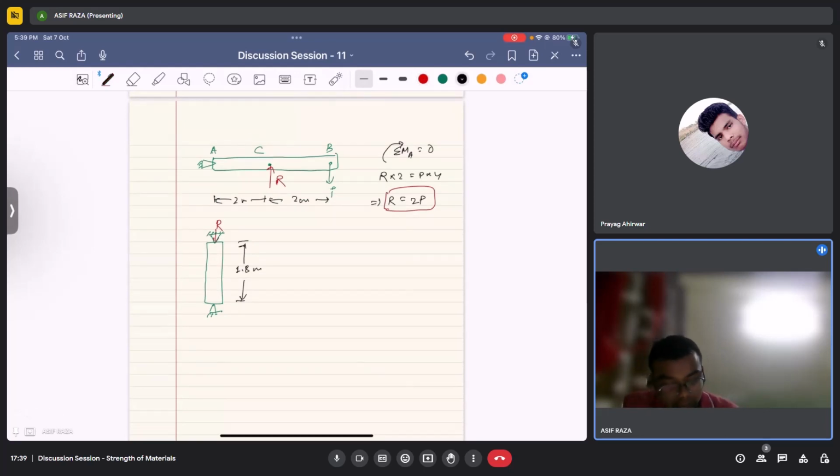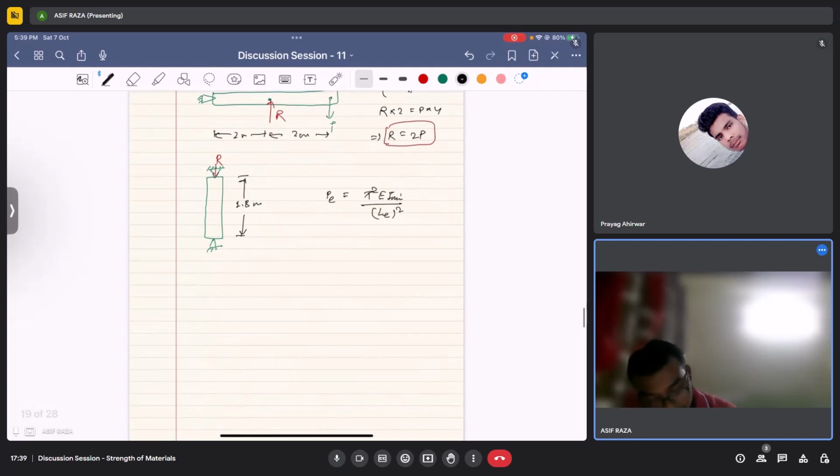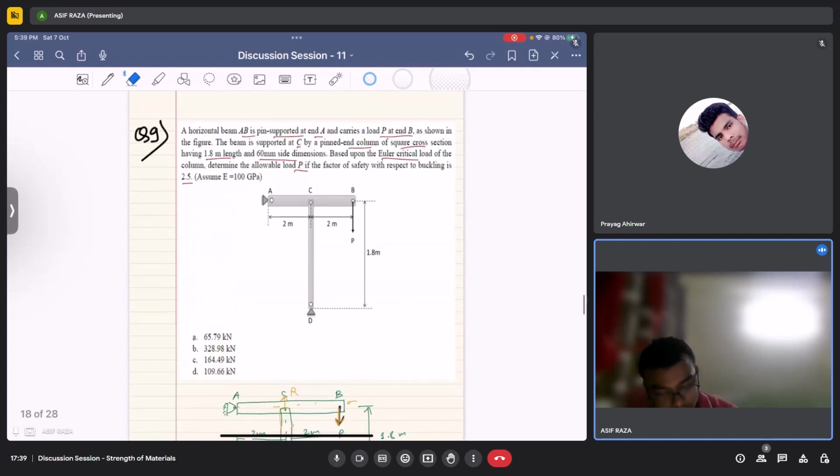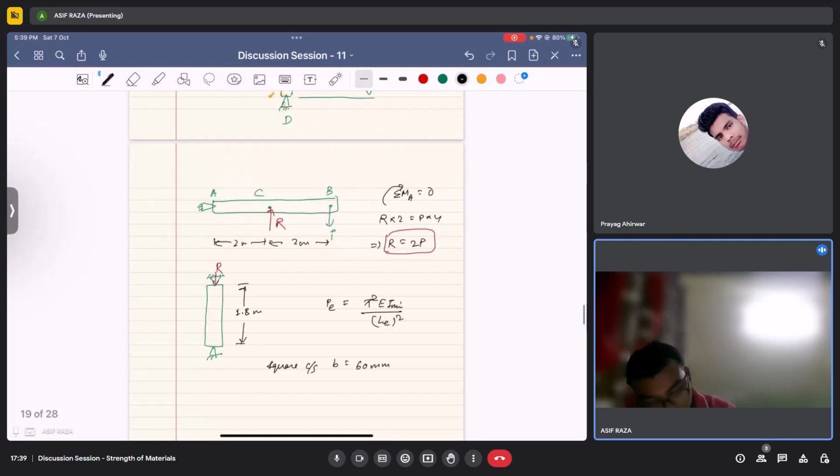Now let us find PE using Euler buckling load. The PE is pi square EI upon LE square. We are given a square cross section with side 60 mm, so B equal to 60 mm.